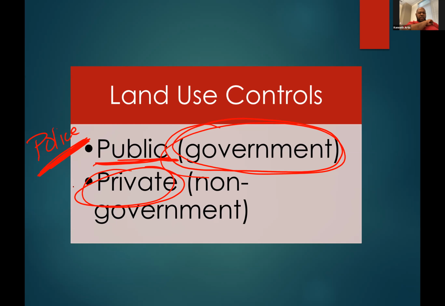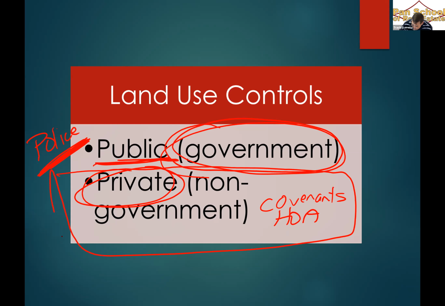Now, the other type of restrictions are private restrictions or non-government restrictions. So it's like an HOA type. So these would be covenants, HOAs, all those kinds of restrictions on property. Now, let me ask you this. Who do you think's not going to enforce these things? Who do you not call for these? You don't call the police for those. Don't call the police. Right there, you just got like 2 questions right on the final exam.